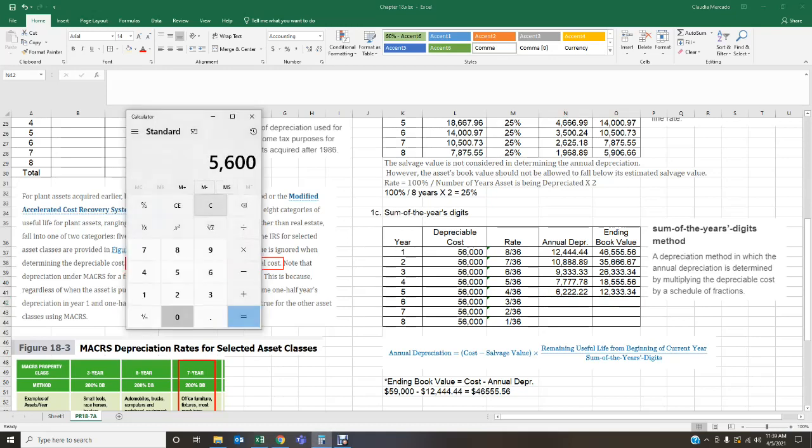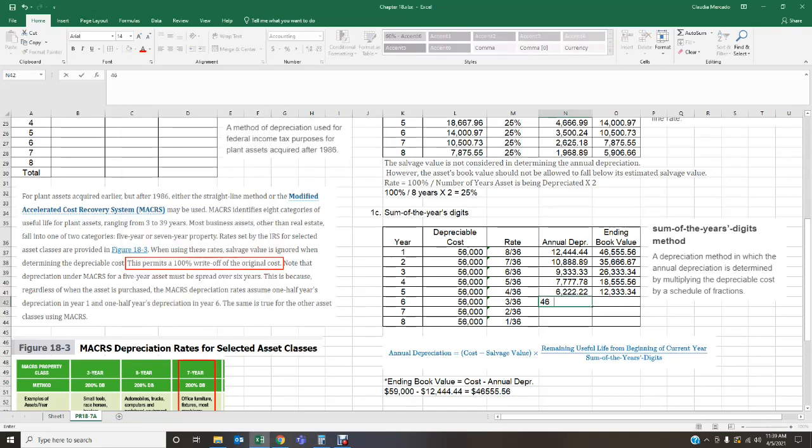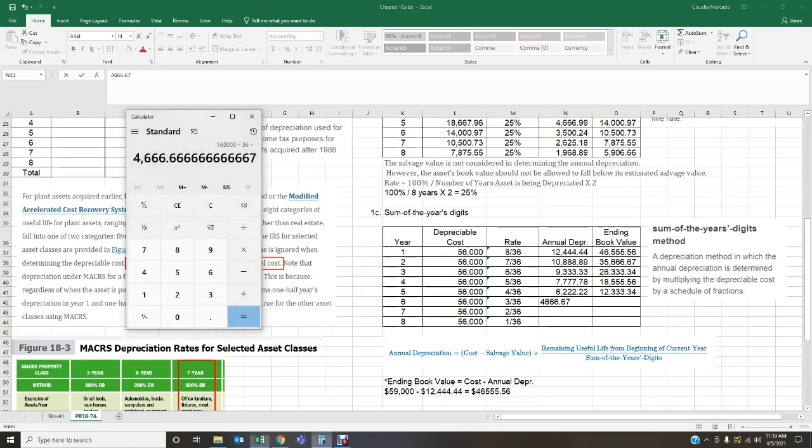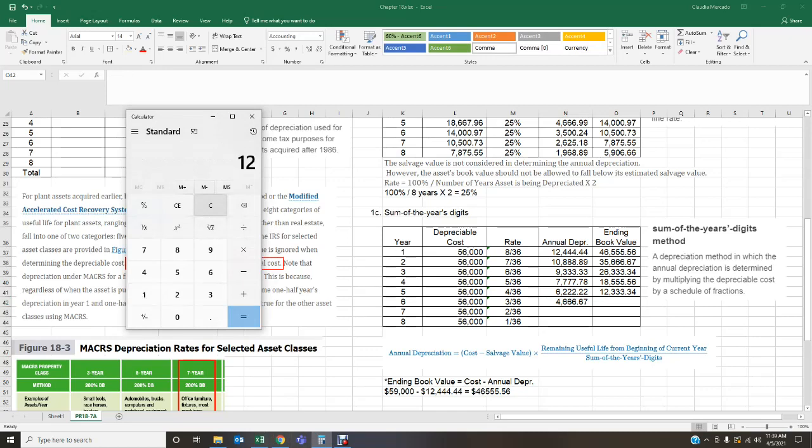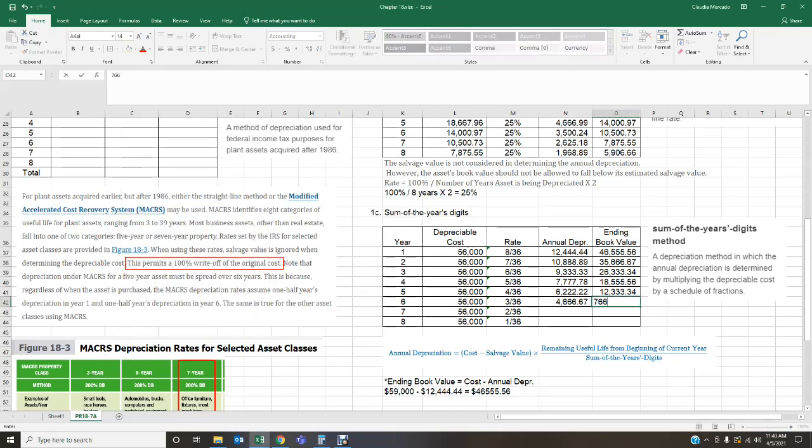Okay. Year number 6, we're going to go ahead and calculate the annual depreciation. It'll be 56,000 times 3 over 36. That gives me 4,666.67. And it's 67 because that third digit is greater than a 5. To get my ending book value, I'm going to get my 12,333.34 minus my annual depreciation of 4,666.67. That gives me 7,666.67.